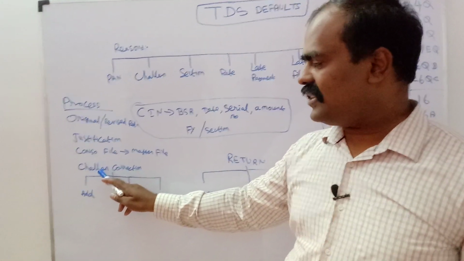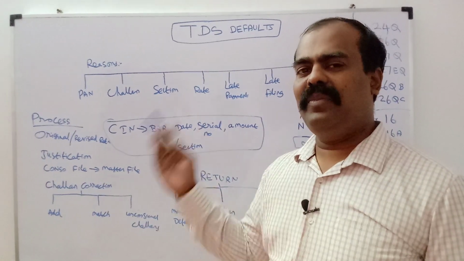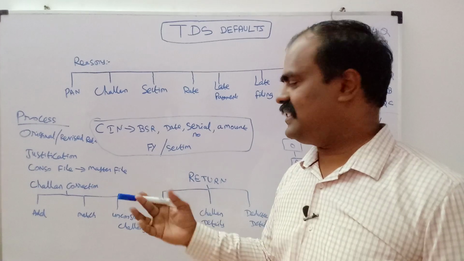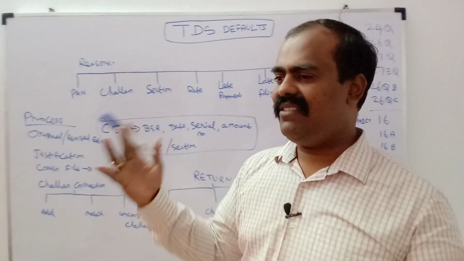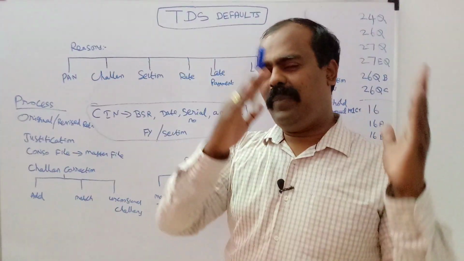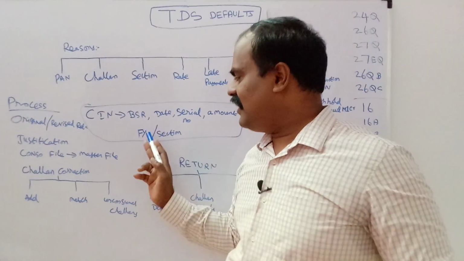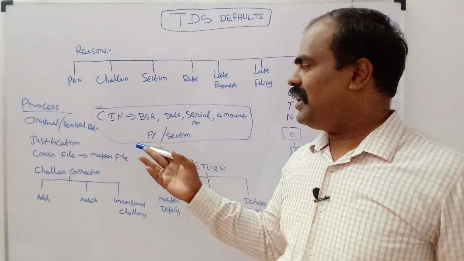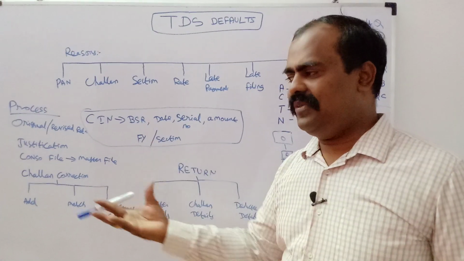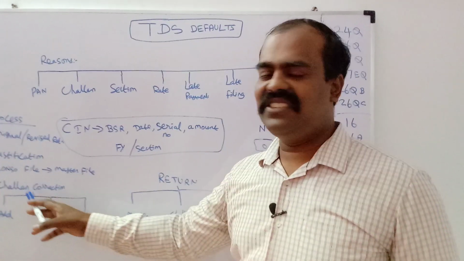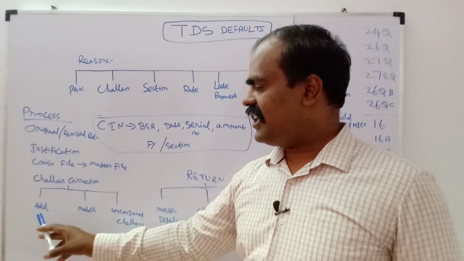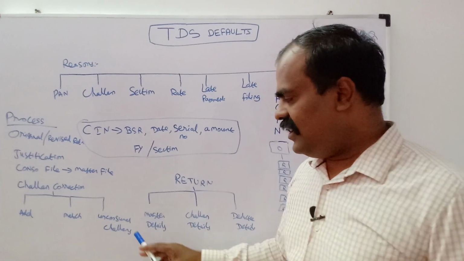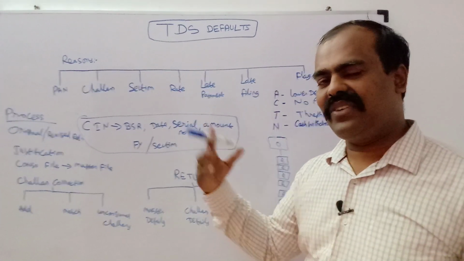There is another option called Challan corrections. If you made a mistake in the Challan, for example, you entered a wrong financial year instead of assessment year. We have a confusion of assessment year, previous year and financial year. In that there may be some mistakes. In sections there may be some mistakes. But recently the department came up with a solution called online Challan correction. In online Challan correction, you can add challans, you can match challans, and then unconsumed challans. If anything, you can find it.